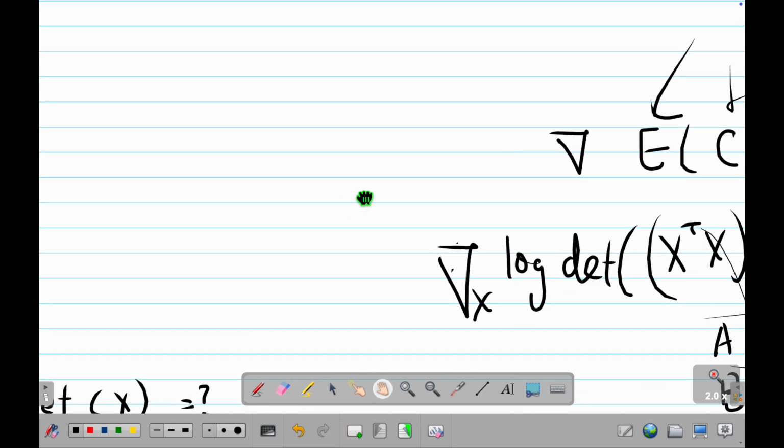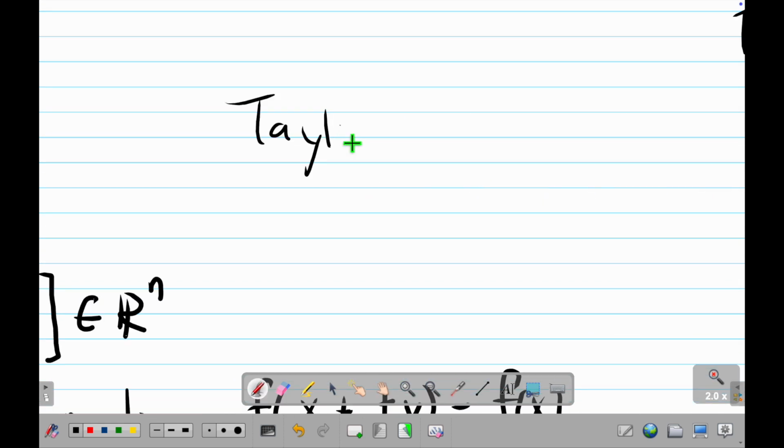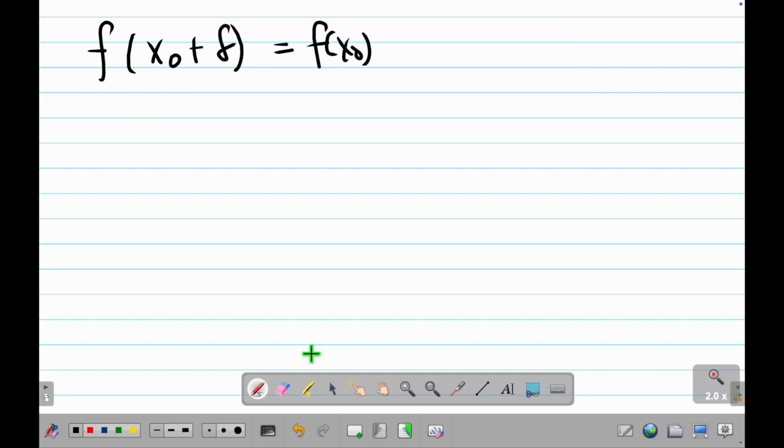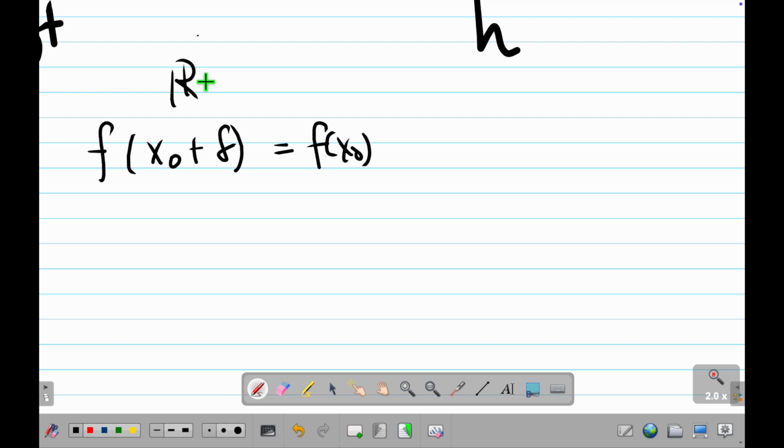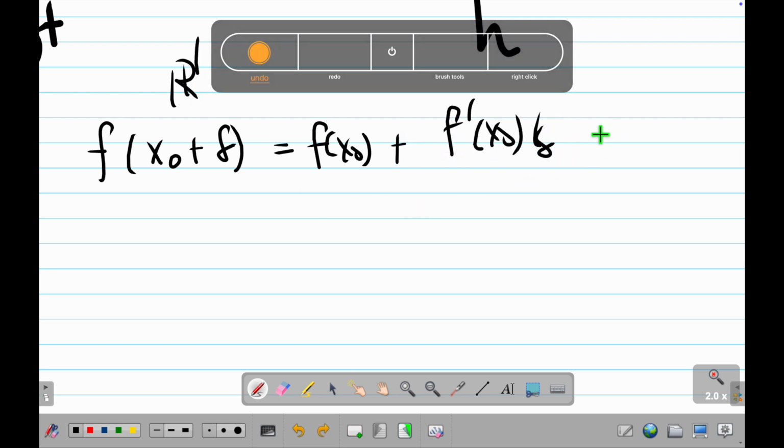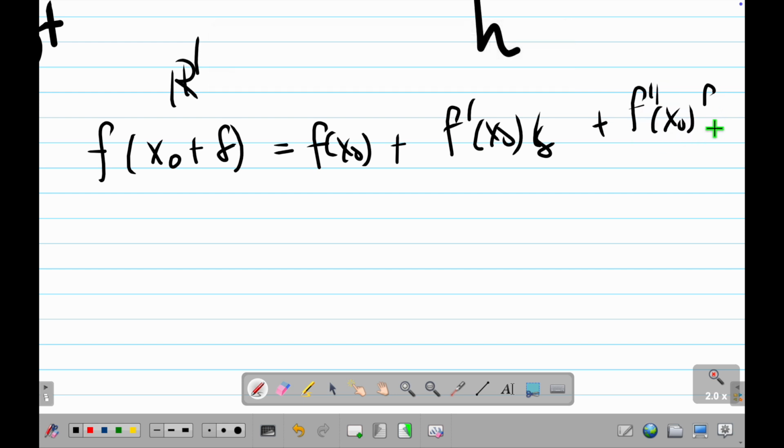And I almost forgot, oh my gosh, I forgot one very important thing. Okay, let's talk about it, then we finish today. So x0 plus delta is f(x0), this is one dimension, R1, plus f'(x0) times delta, and so on.